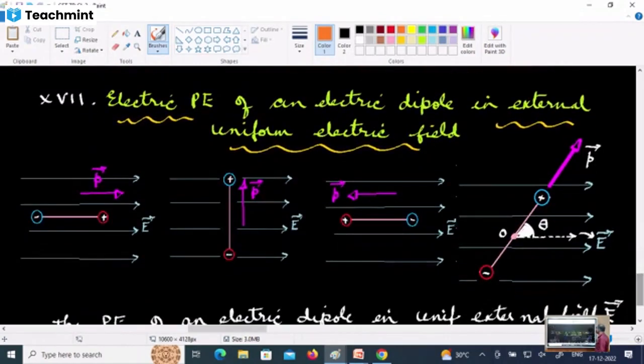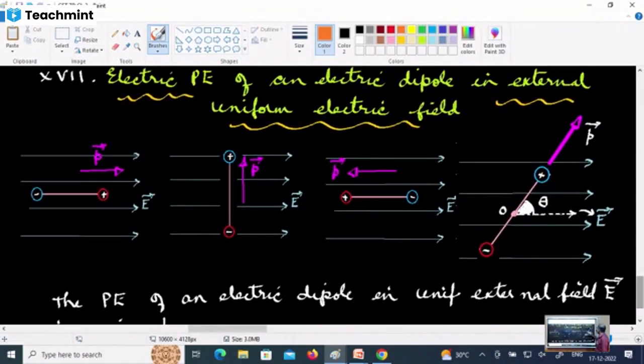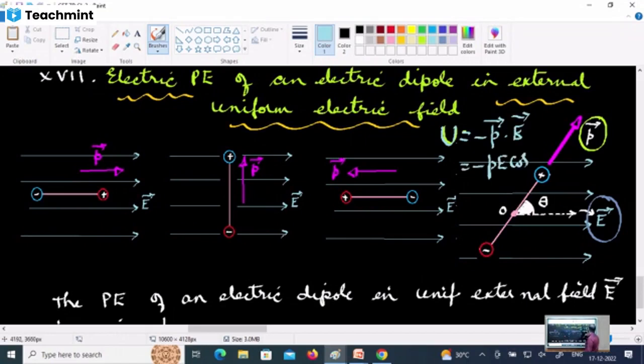Next, let us talk about the potential energy of a dipole in an external uniform electric field. You have a uniform electric field here, E, and a dipole is placed with its dipole moment at an angle theta with the direction of the field. Then the potential energy stored here, I'll use a slightly different color to have a difference, is given by minus P vector dot E vector or minus PE cos theta. So this is the formula of the potential energy stored in a dipole in an external uniform electric field.